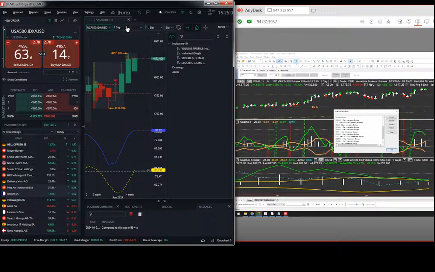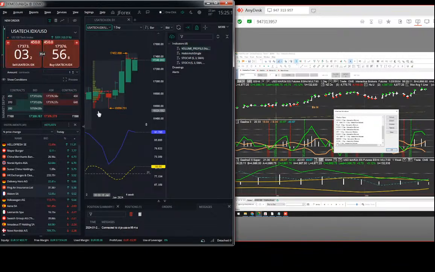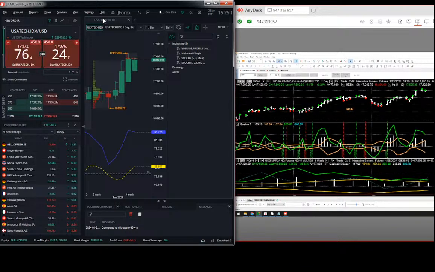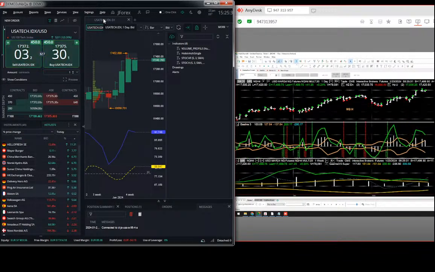So, okay, now let's put the Tech 100 also on J4X right there. And you see it strengthen the same way. There it is right there. And you see the same thing, flirting with the 17,500 area. And then you can see the weekly too, in a weekly buy for a long time, like that first week in November.